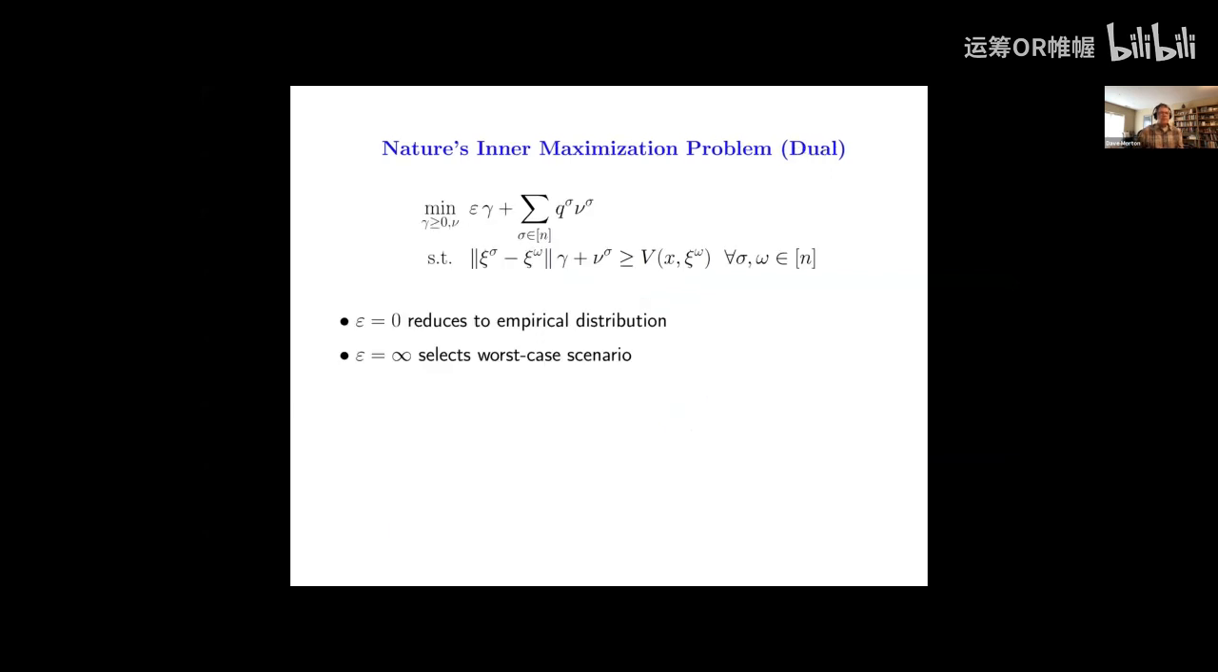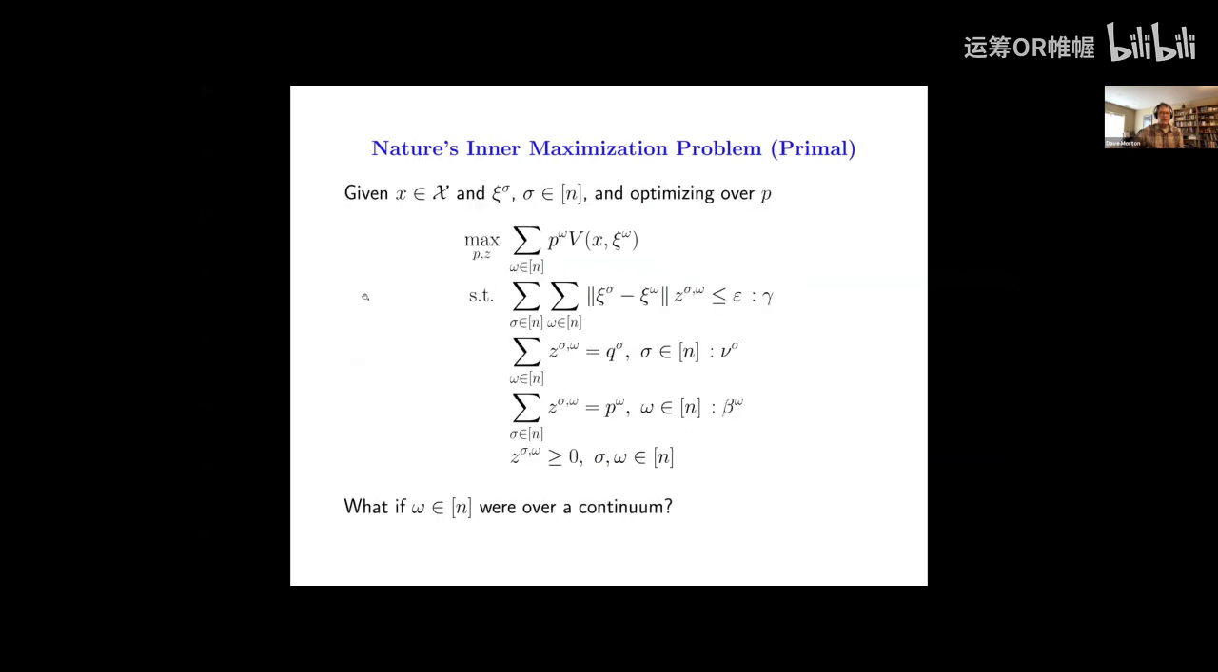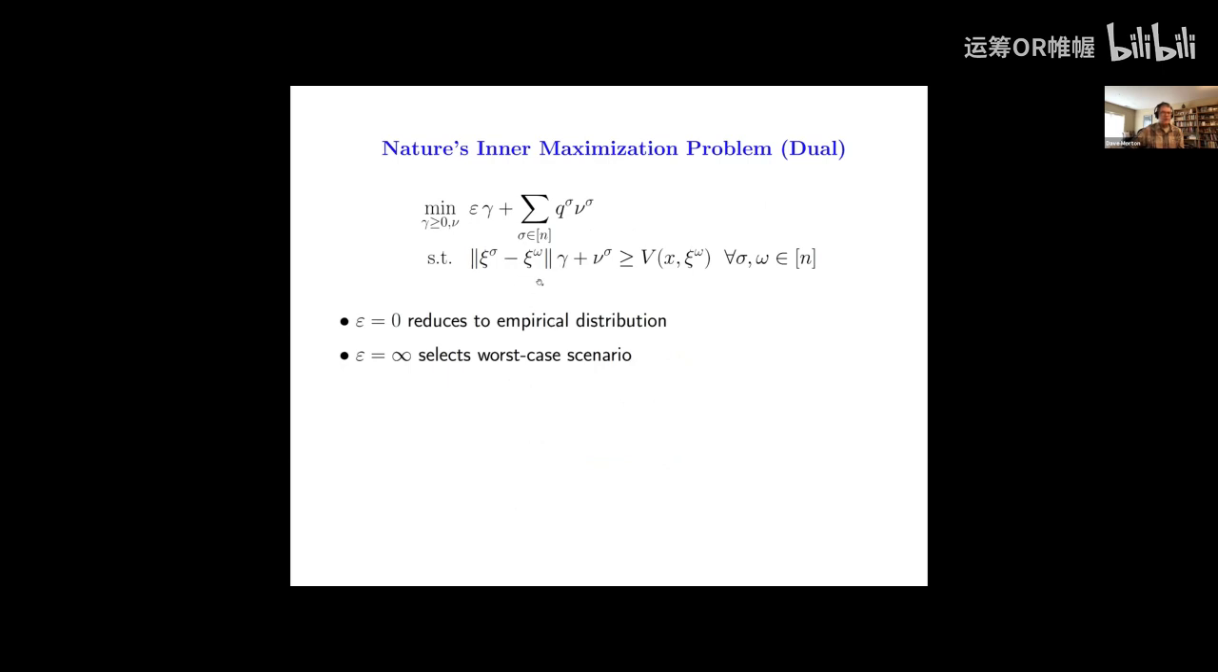Okay, so let's take the dual, right? This is just a linear program. So we're going to use dual variables gamma on this radius constraint, nu, and then beta is, as I've already hinted, something that could just be substituted out. And so when you take that dual, you end up with a minimization problem.